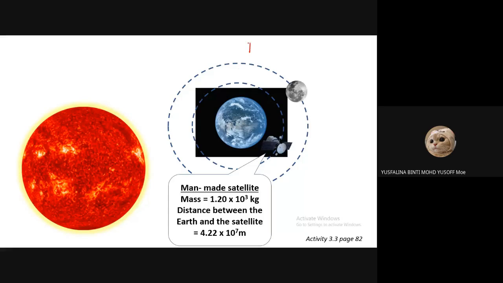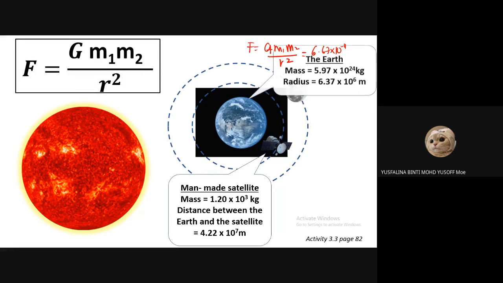By using the formula G m1 m2 divided by r square. So the value of G is 6.67 times 10 power of negative 11, right? And then the mass of the Earth, that one is already given to you. The mass of the Earth is 5.97 times 10 power of 24, and the radius is also already given.